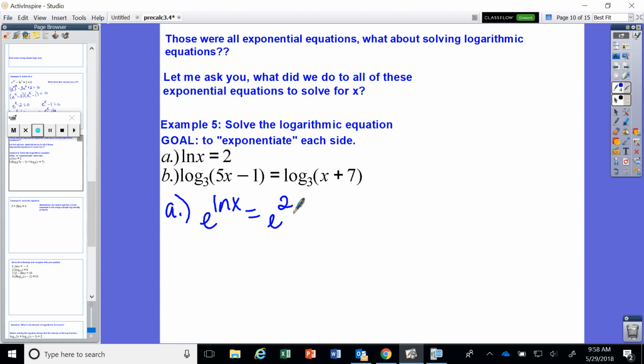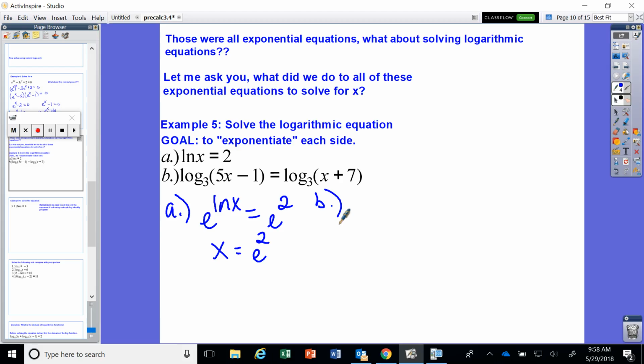Again, why do we do this? Because we know that e to the natural log of x, because those are common bases, just equals x. So it equals e squared. And you can leave it like that. Guys, it's perfectly fine to leave it like that. So x equals e squared. Game, set, match.